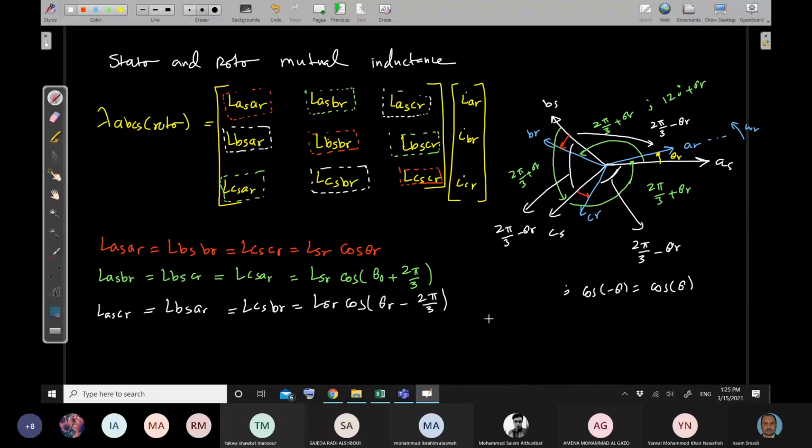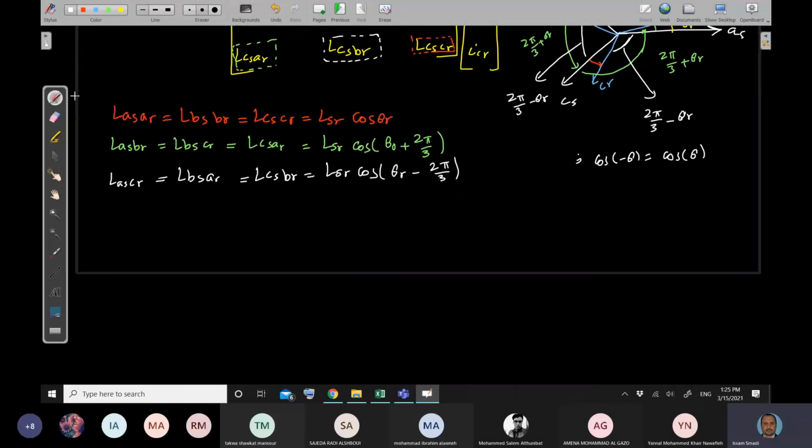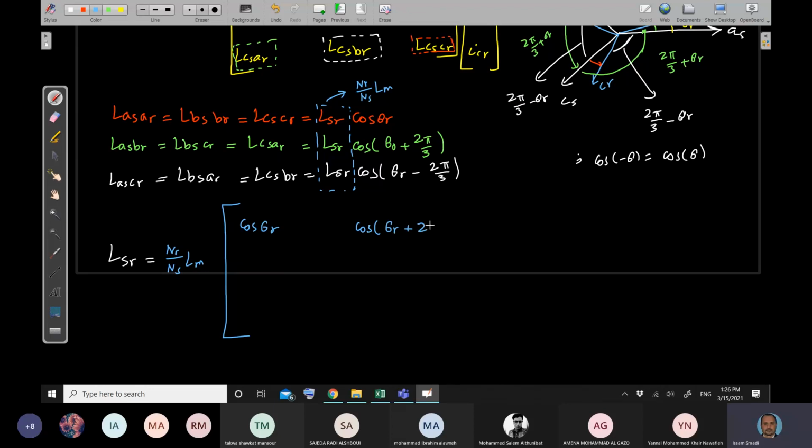So we found the mutual inductance between the stator and the rotor. In matrix form, I can write LSR; if I need to write this in terms of the magnetizing inductance LMS, then it will equal NR over NS times LM, the mutual inductance. So I can write it as NR over NS LM, and here I have cosine theta R, cosine theta R plus 2 pi over 3, cosine theta R minus 2 pi over 3.